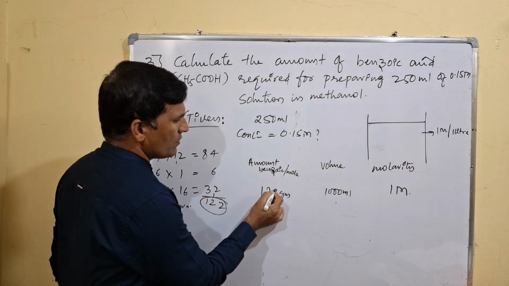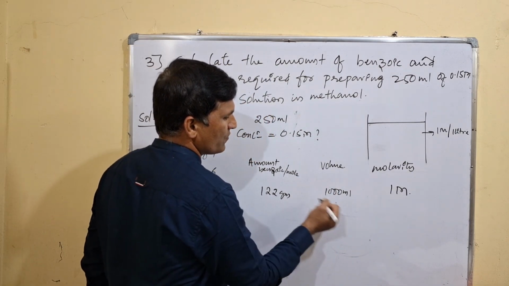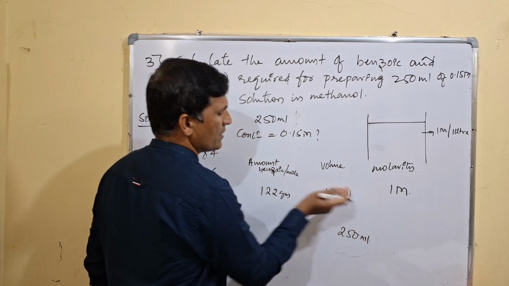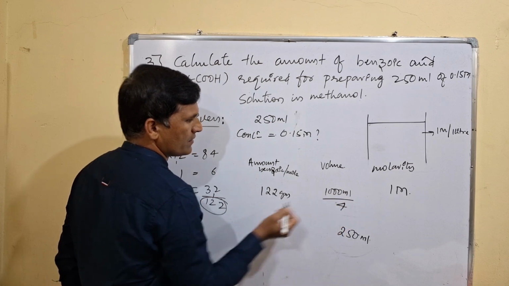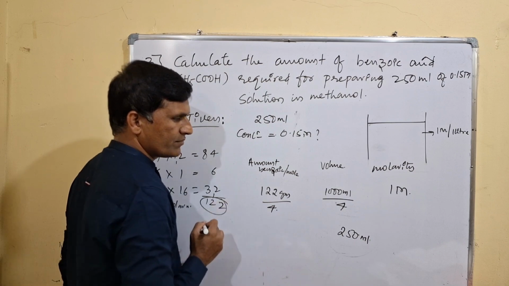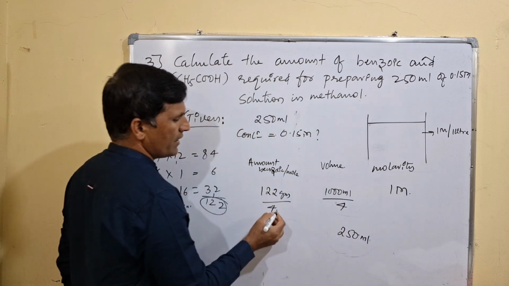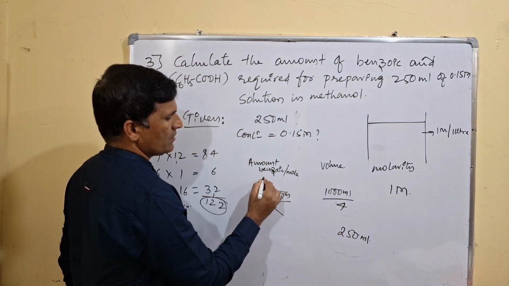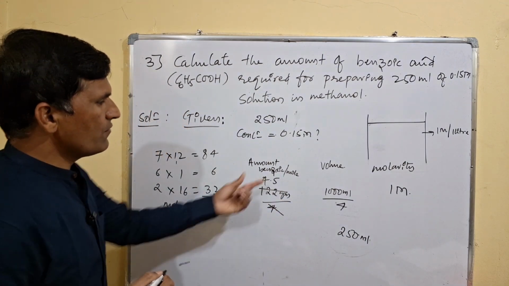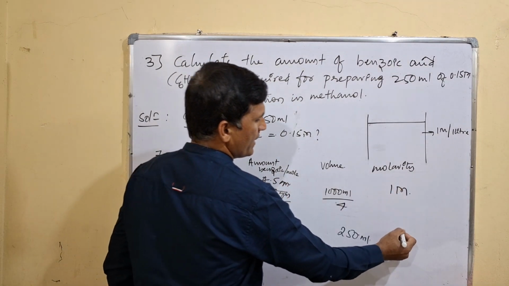Now suppose we want to change the volume. The required volume is 250 ml. So when you are changing this, you have to divide by 4, and this also you divide by 4. Then for 250 ml, here if you divide this, you will have 4.5. So you will get 4.5 grams. If you dissolve it in 250 ml, you will get a molarity of 1 molar.